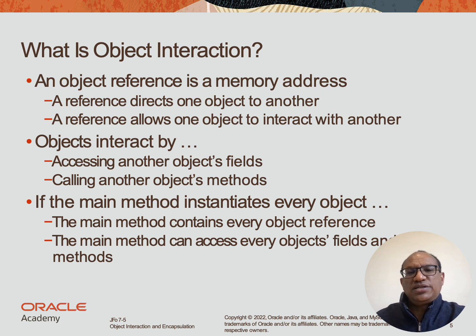So what's object interaction? Whenever one object has a reference to another, that is, it knows where it lives in memory, it can interact with it. That means reading or changing its fields or calling its methods. The main method often instantiates every object and holds all the references. That makes it the central place for interaction. But is that always ideal?